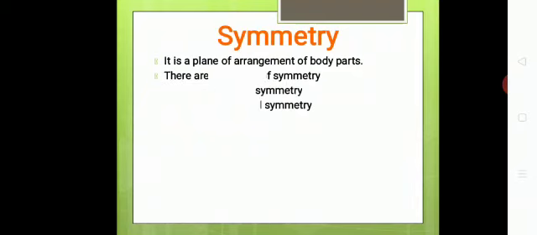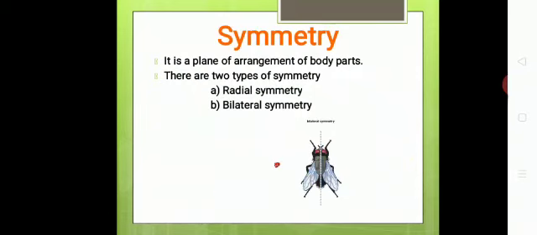So here, symmetry is the plane of arrangement of the body parts. There are two types of symmetry: one is radial symmetry, the other is bilateral symmetry. Radial symmetry means, let us discuss, through the axis. If you cut through the central axis, you should get equal halves.